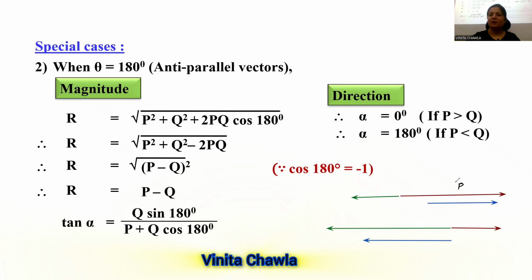This is your vector P and this is your vector Q. Here we have this direction as the direction of the resultant vector, and here we have this direction. So we are getting different directions. So it depends upon the magnitude of the given vectors. Right? So alpha is 0 degree if P is greater than Q, because we are measuring the angle from P to Q. When we measure angle theta, we measure it from P to Q. The angle between the given vectors is theta.